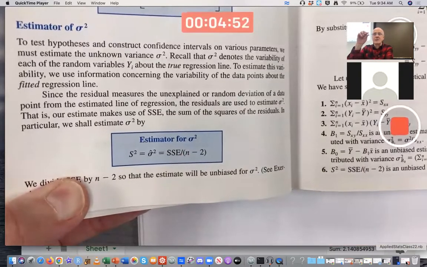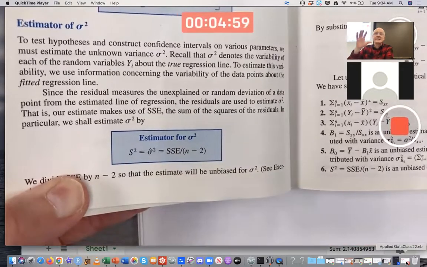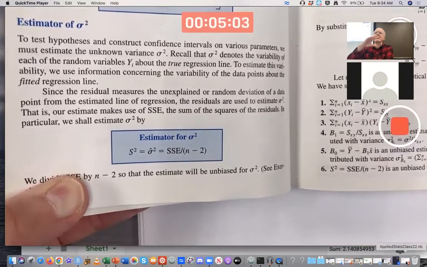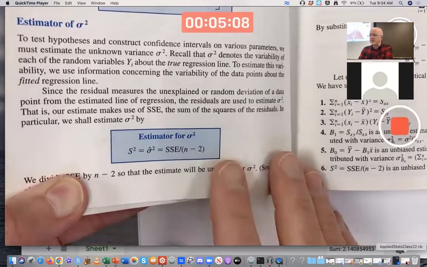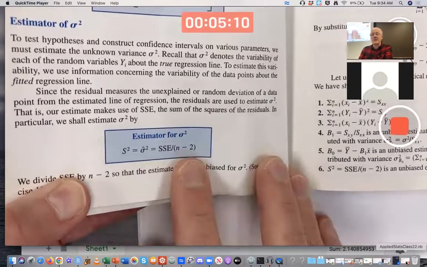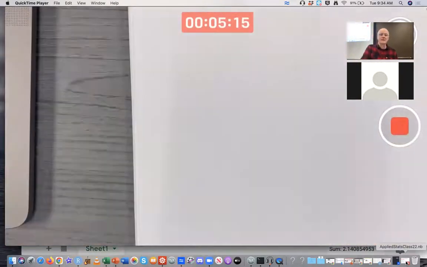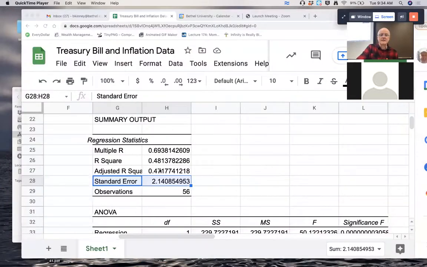I'll remind you what sigma squared is in detail later, but just a brief reminder, it's a measure of the variance in the model, the variance of the errors, which also corresponds to the variances of the Y values for any given X value. That's a real brief reminder of what that is. This is an estimator for it. And its square root is called the regression standard error. That's what this thing is here, 2.14085. N is 56. There's 56 observations.